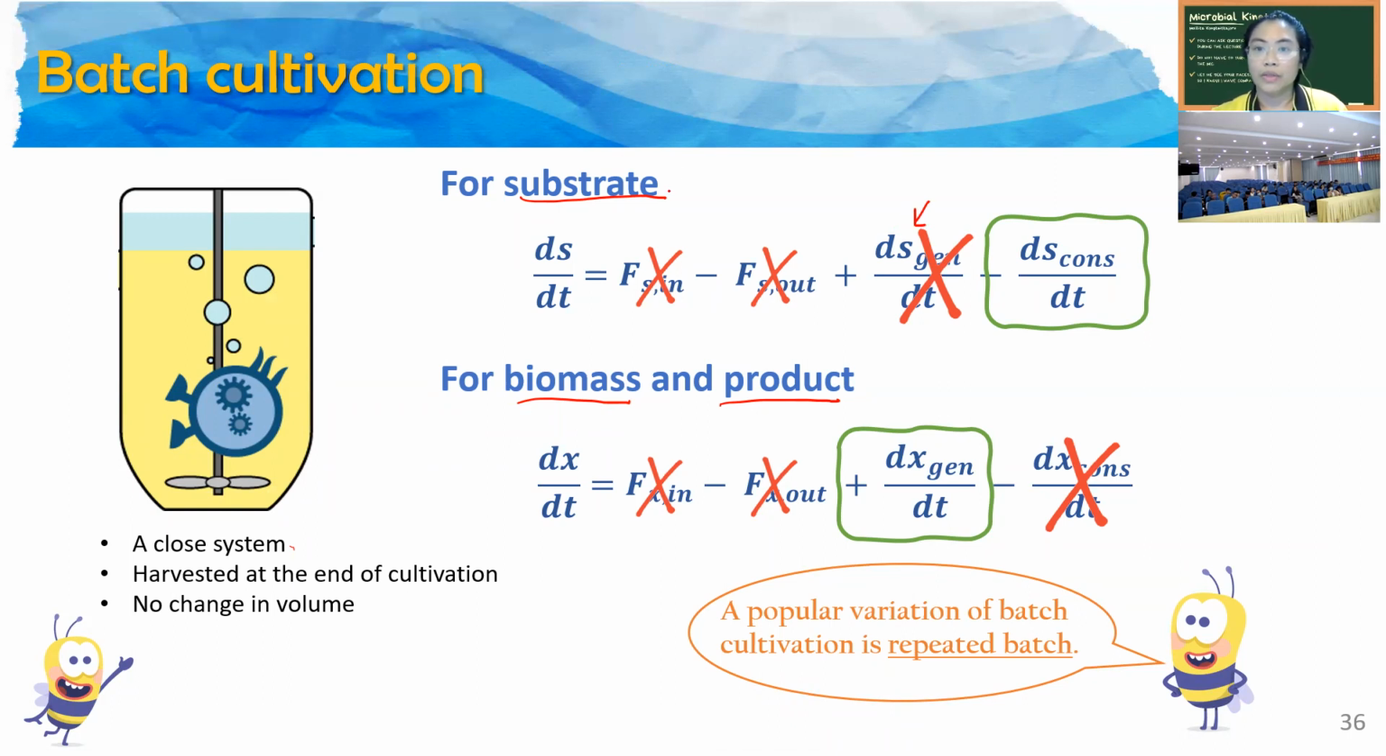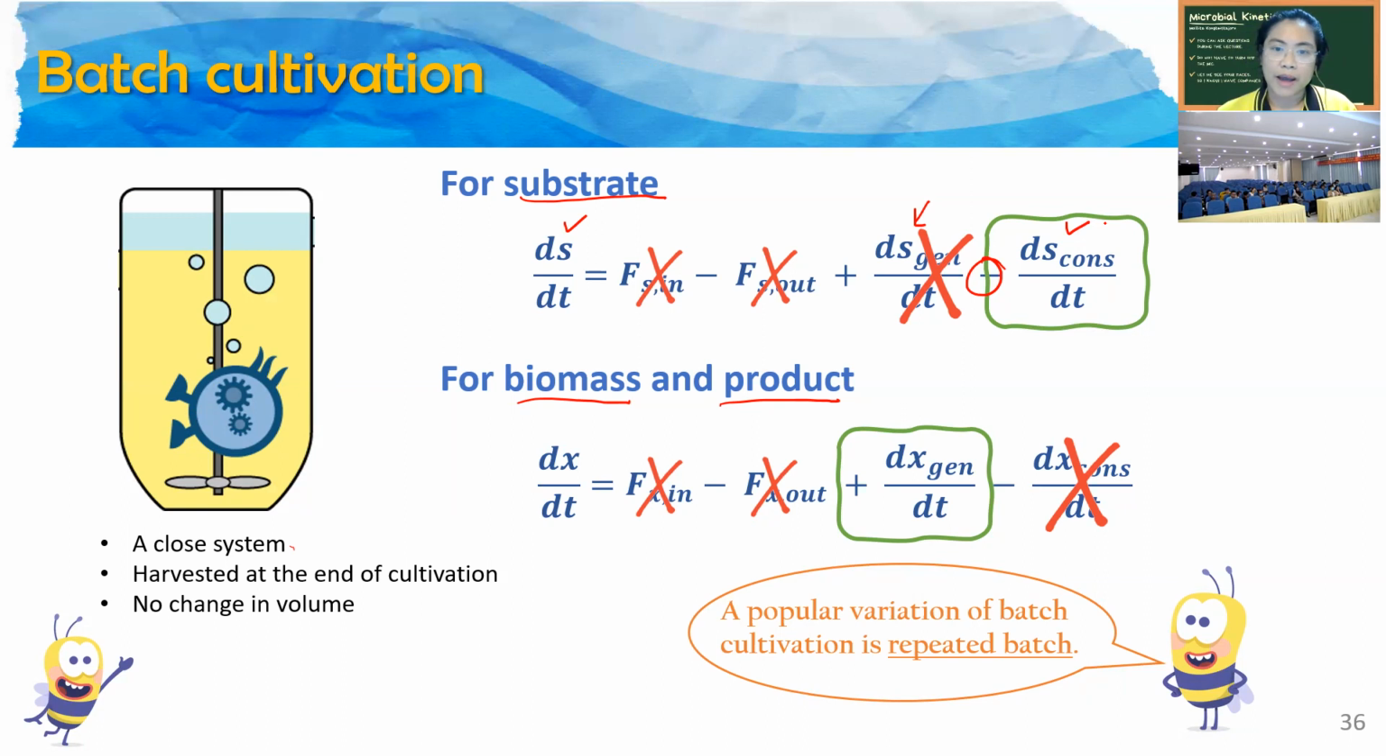So the rate of generation of substrate is 0, but the substrate is consumed. So that's why your dS/dt equals minus the substrate consumed over dt. Okay, so that is based on a substrate. Things could get complicated if you have a byproduct that can be a substrate for the cells as well. So that's something that could happen also.